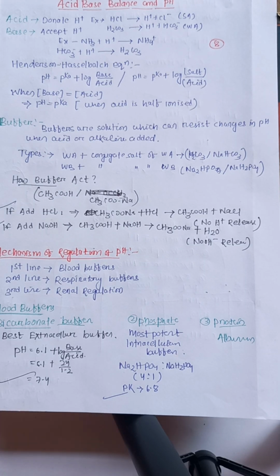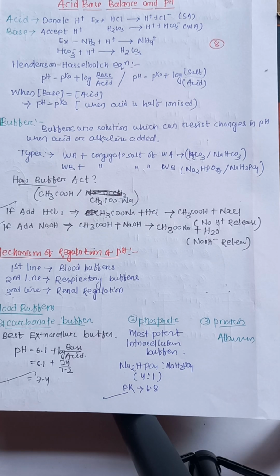Let's see the next chapter, that is acid base balance and pH. Acids are those that donate H plus, you know this. Bases are those that accept H plus, as per the Bronsted Lowry concept. So HCl is an acid that gives H plus. H2CO3, carbonic acid, gives H plus, an acid. HCO3 minus, bicarbonate ion, accepts H plus, a base.